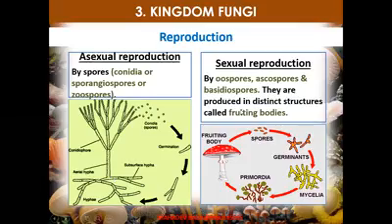Sexual reproduction is by the oospores, ascospores and basidiospores. They are produced in distinct structures called fruiting bodies. One example you can see here is mushroom. Here on the surface, fruiting bodies will be there. The spores get germinated, mycelia is formed, primordia are formed, and further the mushroom is formed. This is how these organisms reproduce sexually.